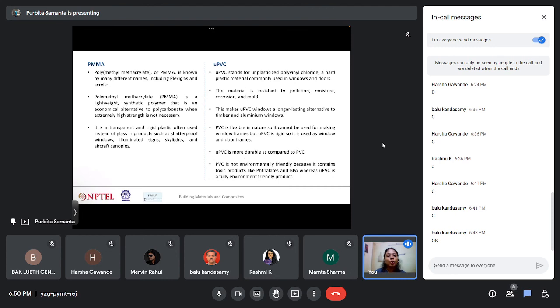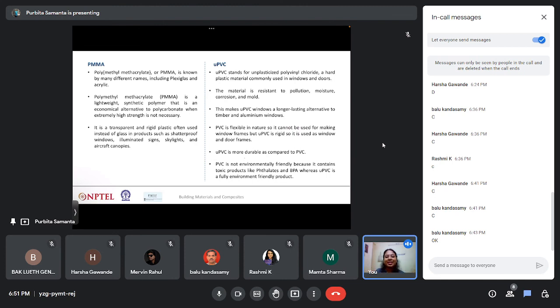And there's this UPVC. UPVC is basically unplasticized polyvinyl chloride. We know about PVC, that is vinyl chloride, or polyvinyl chloride. So there's this UPVC, which is the unplasticized one, and this is very commonly used in windows and doors. Now, what is the basic difference? Why can't we use PVC for doors and windows, and why can we use UPVC for doors and windows?